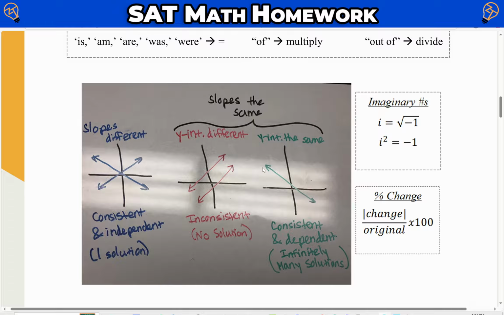And if instead you have what appears to be the exact same line, that's because it is. They have the same slope, the same y-intercept, meaning they have infinitely many solutions. Every single point on those lines is a solution.